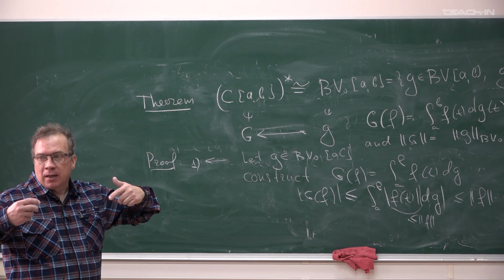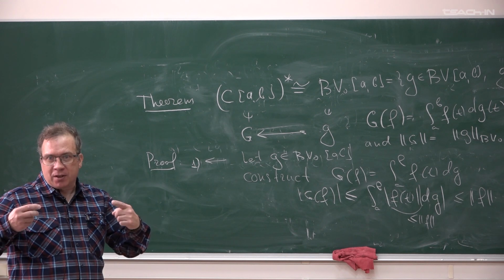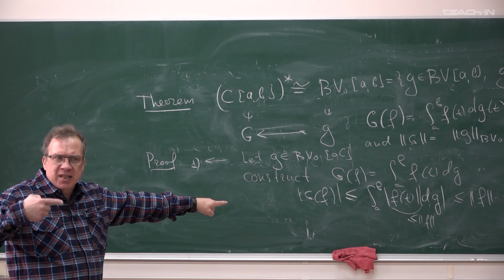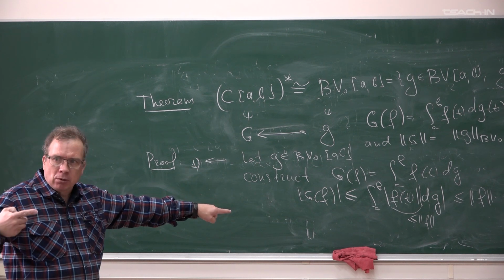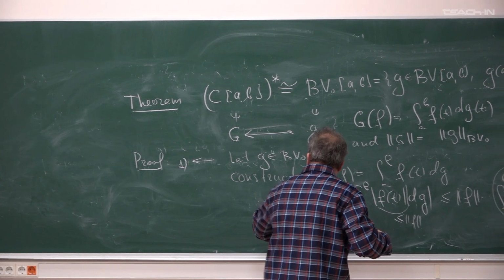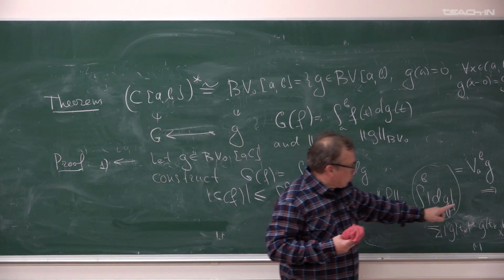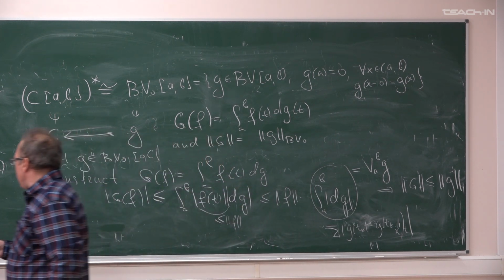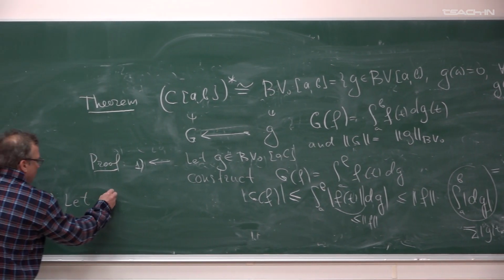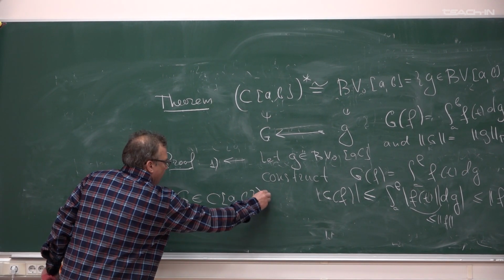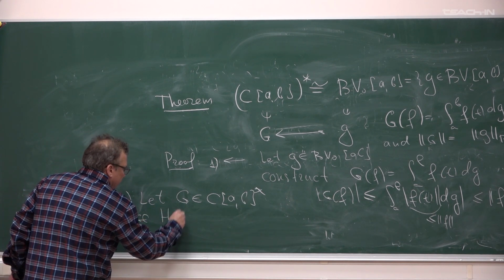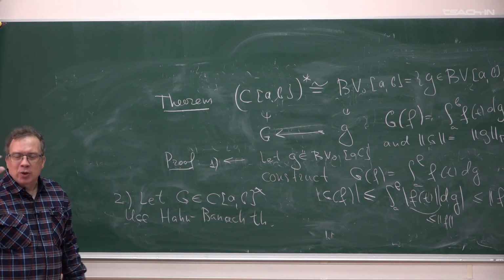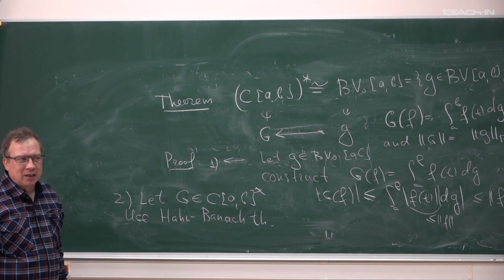Second step: we take the continuous functional, and then we construct the function of bounded variation which represents this functional as an integral. Okay. So I remind you, we show equality on the second step. So second step, let F be from this space. And we use the Hahn-Banach theorem. It is an example of the application of the Hahn-Banach theorem.